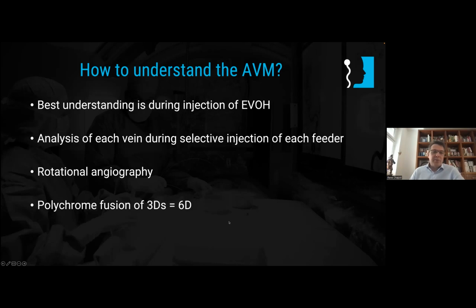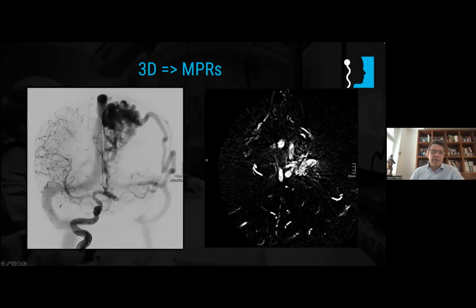which is a polychrome fusion of 3Ds, what we call 6D. So it's very simple. There's nothing complicated in there. We all know about 3D. When you do a 3D imaging of this, you obtain that kind of images on the MPRs. In each direction you can choose.